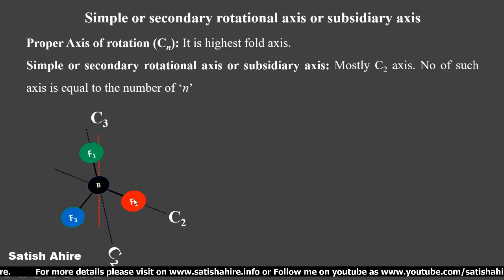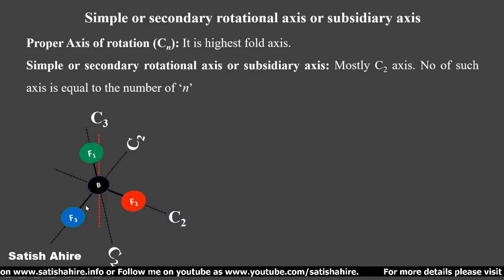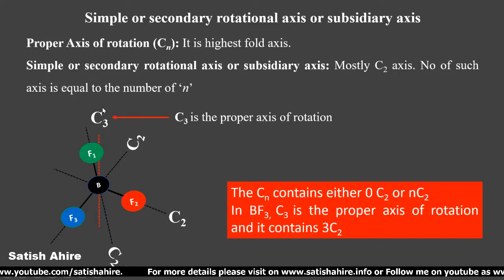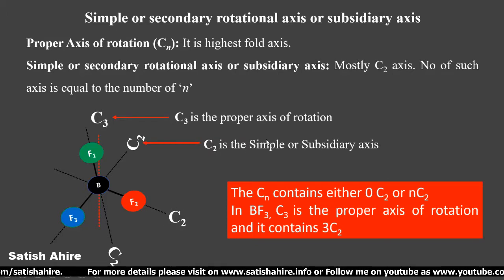Similarly, if you pass the axis through this boron and F2, it means if you hold these two atoms, then there is an exchange between this F1 and F3. Similarly, you can pass one axis through this boron and F3, then there is an exchange between F1 and F2. In this way, C2s are also present in this molecule. This C3 is the proper axis of rotation and the C2s are simple or subsidiary axes or secondary rotational axes.